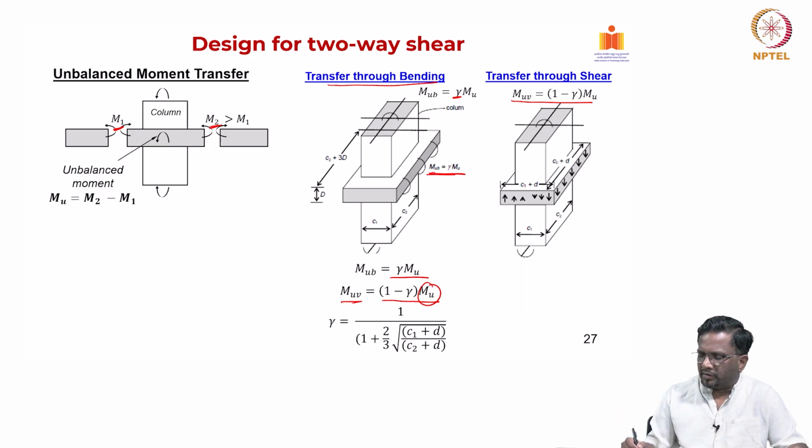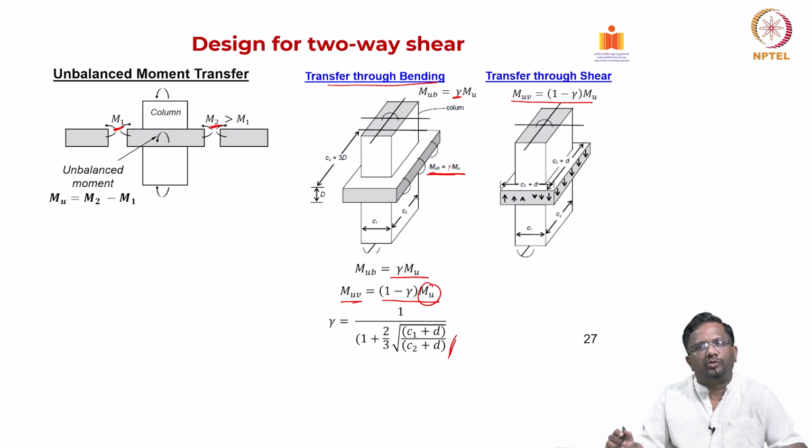Now, the gamma parameter can be calculated based on the geometry of the column and the effective depth of the slab, and this is given by gamma is 1 by 1 plus 2/3 of square root of (C1 plus D) by (C2 plus D). Then you can find out your gamma factor and plug in to see how much of the unbalanced moment will be transferred in bending and how much remaining will be transferred through shear.